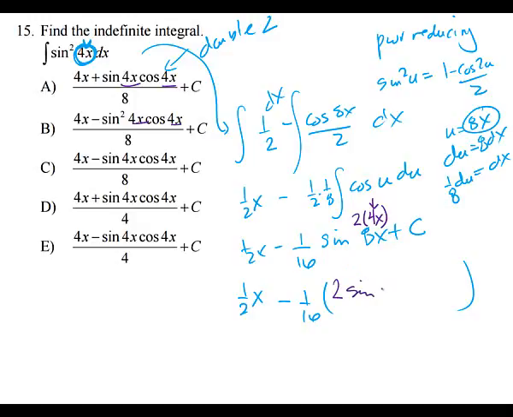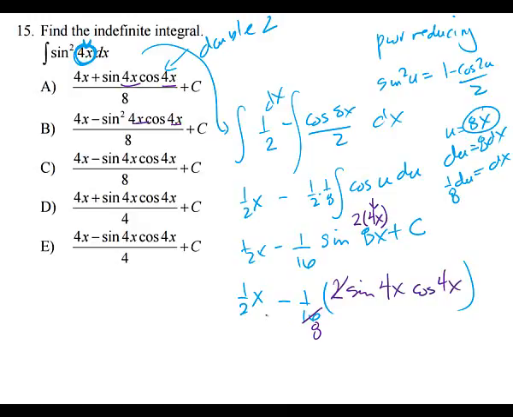Sine u, cosine u. Okay, so sine 4x, cosine 4x. Our answer choices should be starting to look better. Okay, 2 goes into 16 how many times? 8 times.